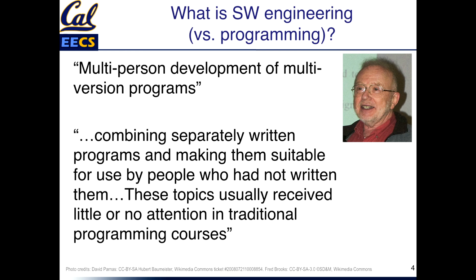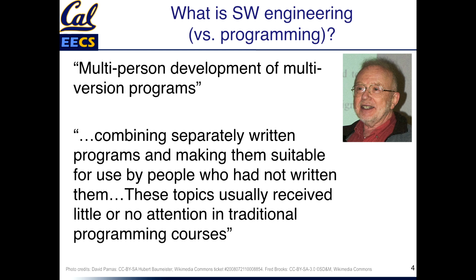And this is a really interesting piece too: combining separately written programs and making them suitable for use by people who had not written them. And I think the part that's interesting is the idea that software that gets used in production is not just a single piece of code. In CS169A, you're writing assignments that largely live on their own. Towards the end of the course, you get into some more complex projects, but in general, it's one encapsulated bit. Software evolves over time.